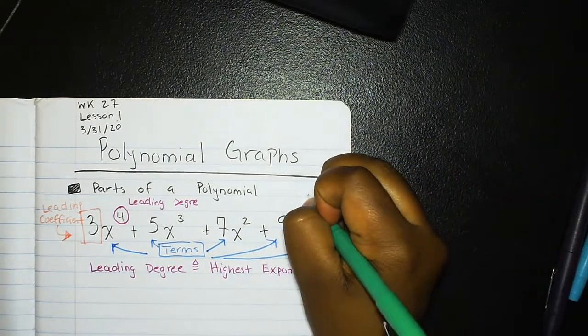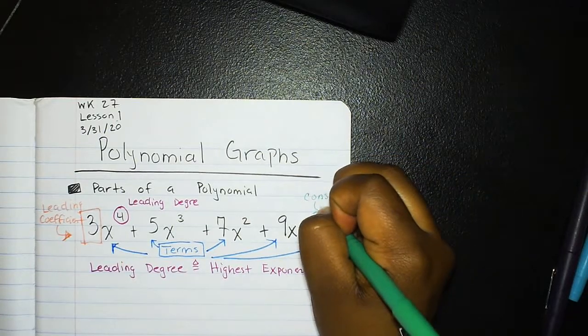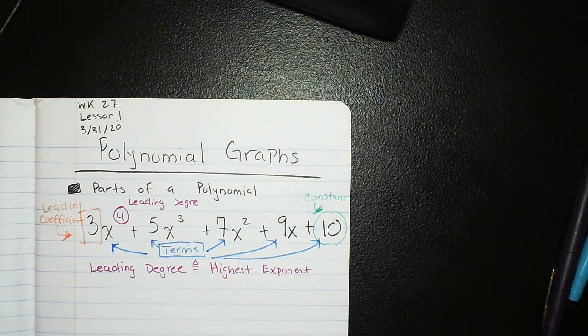All right, so the last part is this number at the back. This is called a constant because it does not have an x. So constants don't have a variable. All right, so now we know the different parts of a polynomial.